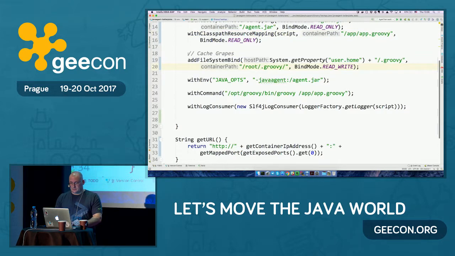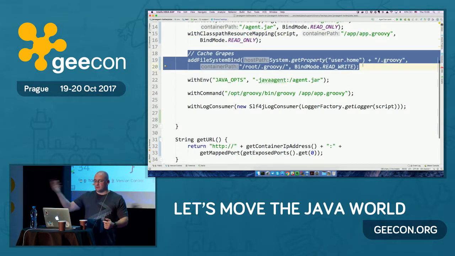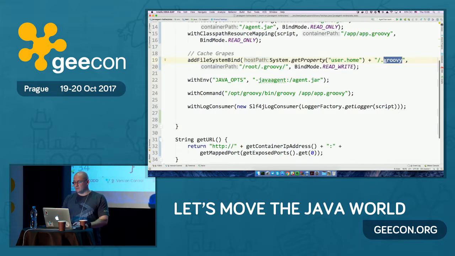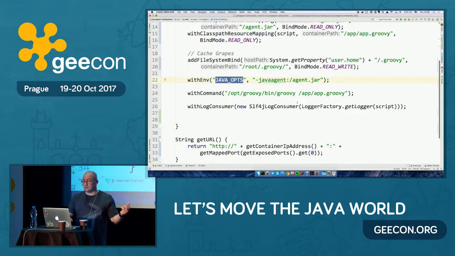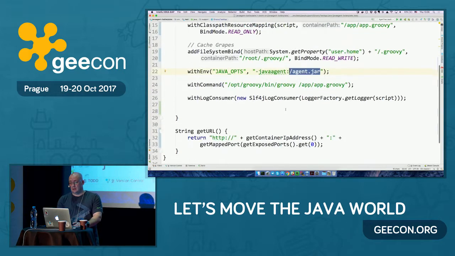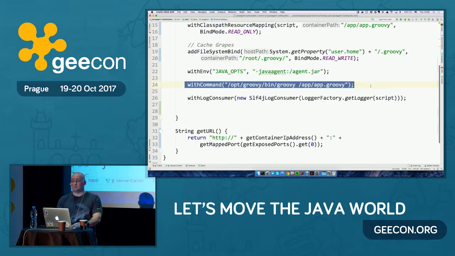Next, there's a few optimizations, because we are pulling in the dependencies, and they are probably already in our local .groovy folder, so we can just map that folder into the container itself, so that it doesn't have to pull the dependencies in again. Next, we need to set the JAVA_OPTIONS, as I did on my local machine. And the path will be the same as we declared within the mapping, right? So it should be visible on this path. And now we just start Groovy with this Groovy script.